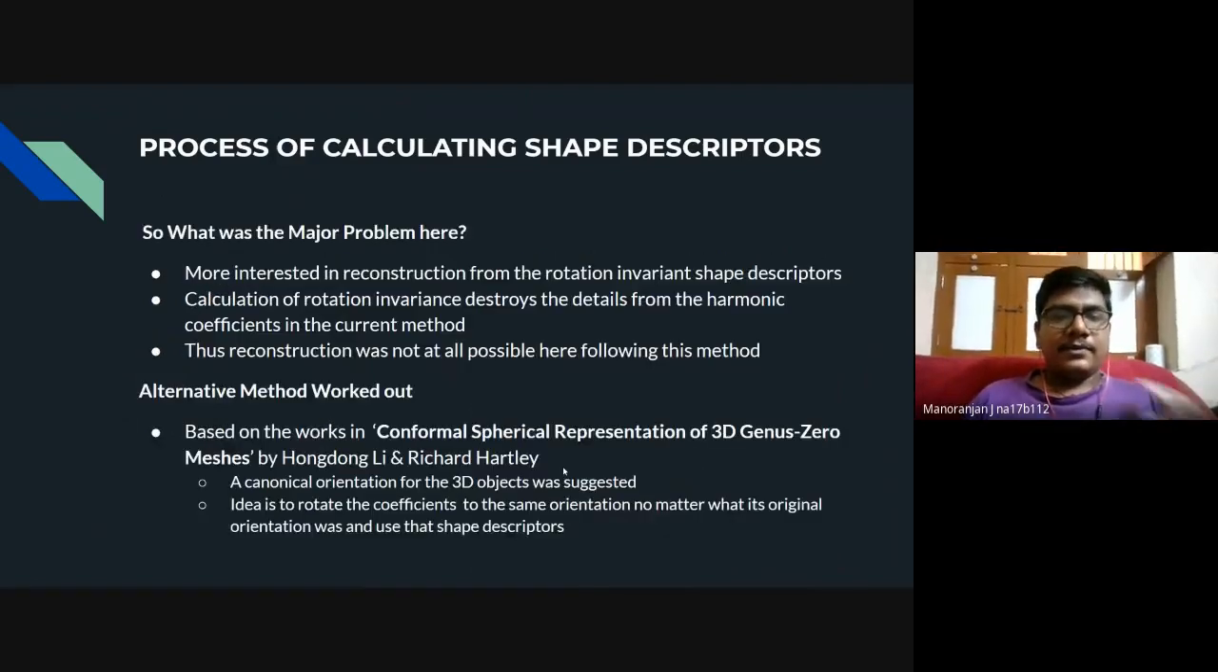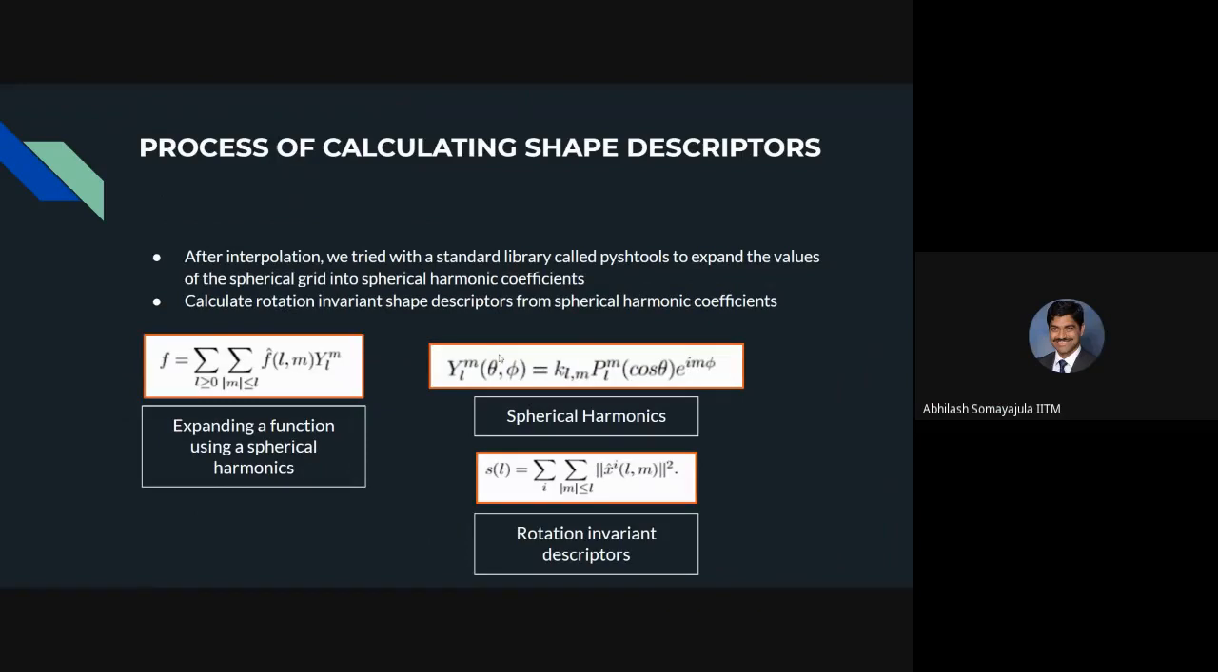But there was a major problem here. As I said before, the aim of the project was to reconstruct from the rotation invariant shape descriptor. But Manoranjan, I think we will take a small break here because I think some of your audience might be losing you.